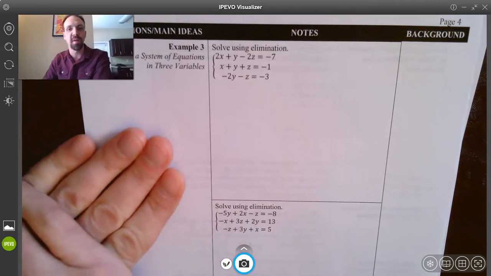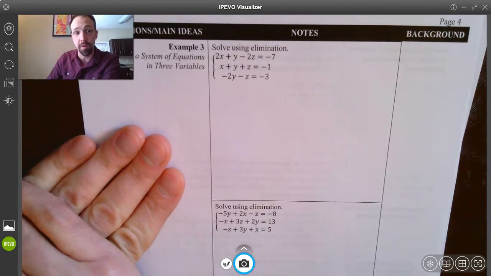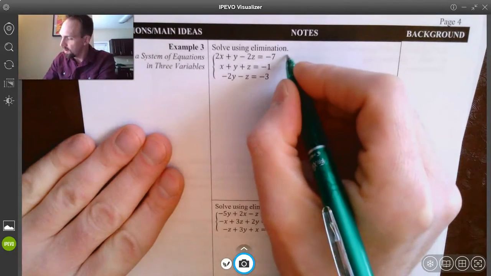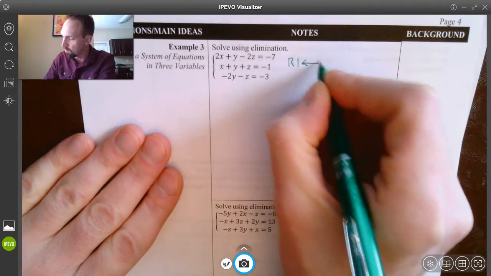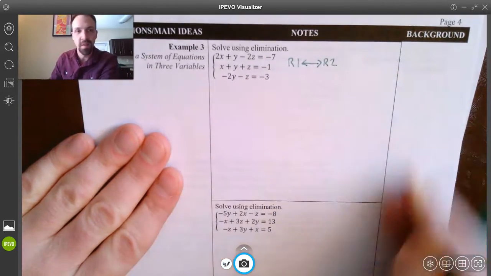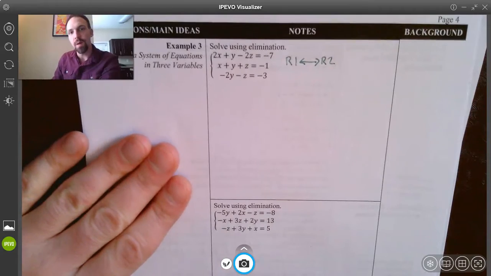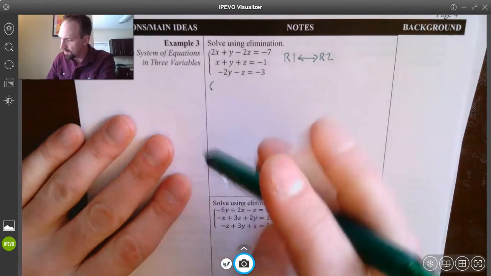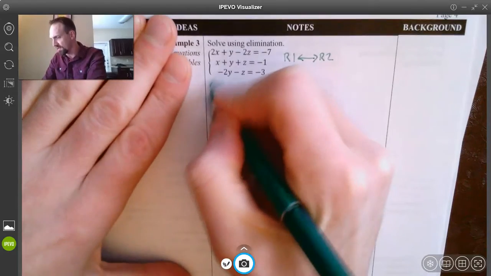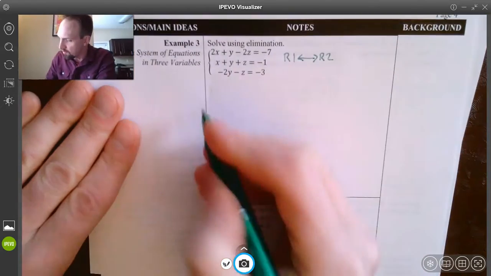Using the techniques that we talked about on the previous page, we can swap the rows. I want to swap row 1 and row 2. So this is the first thing that I'm going to do: I'm going to swap row 1 and row 2. So I'm going to write it like that. When you swap row 1 and row 2, this becomes our new row 1. And then I'm going to go ahead and drop the braces just because it's a lot easier to work with without having that left brace.